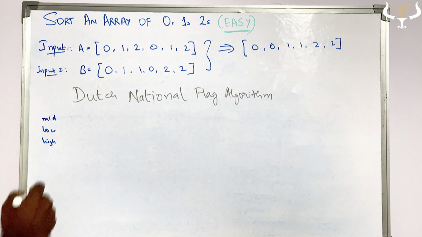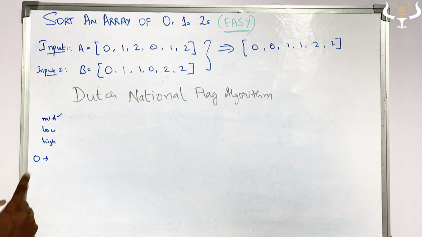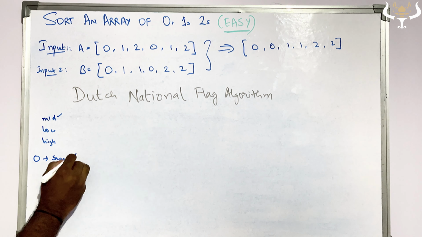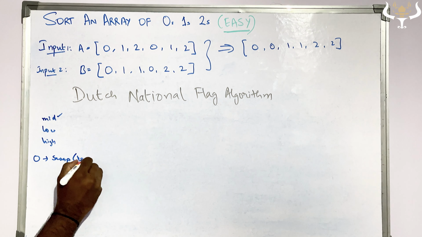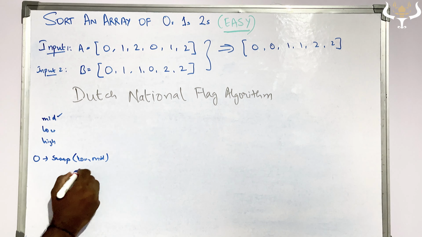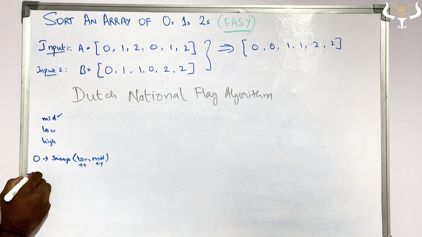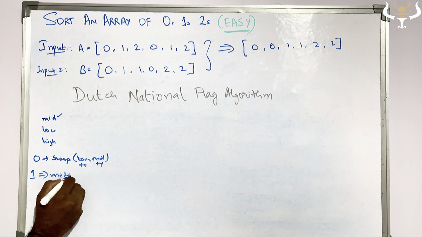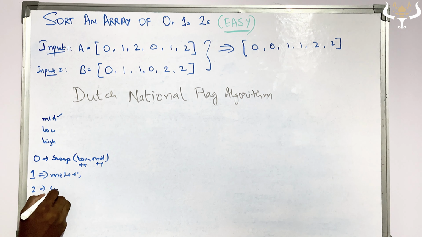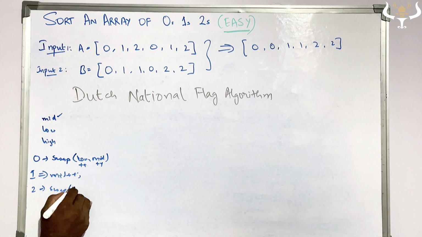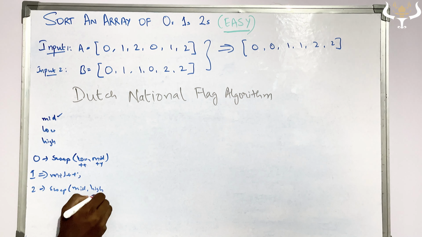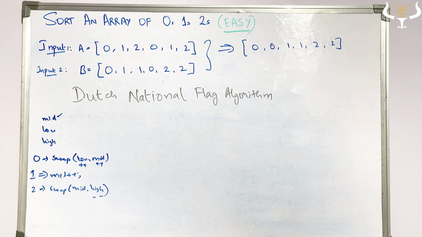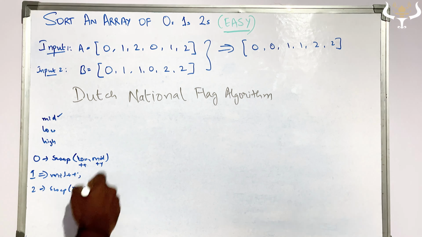Whenever my array element points to mid, I'll be checking if my mid element is 0. If it is 0, I'll just swap my low and mid and I'll increment these values, and whenever it is 1 I'll just increment my mid, and whenever it is 2 I'll just swap my mid and high and I'll decrement the high value. So this is the main calculation under this algorithm, and let's see it by traversing an array.